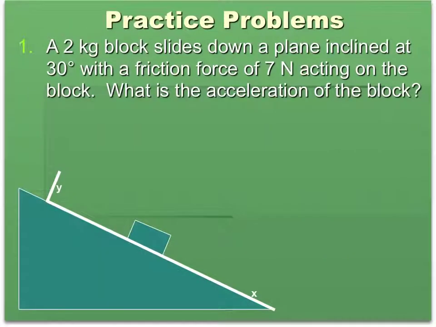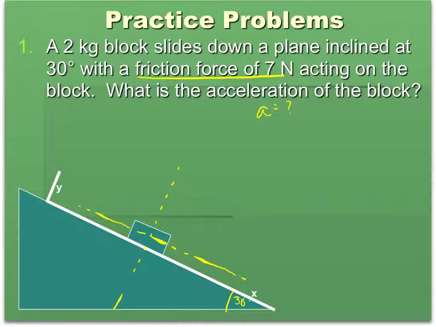Here we have a 2 kilogram block sliding down a plane that is inclined at an angle of 30 degrees. And this time we know, again, we have a friction force of 7 newtons acting on the block, and we are solving for the acceleration of this block. So again, the first thing that I'm going to do is draw my little coordinate system in here. Okay. And start drawing all the forces that are acting.